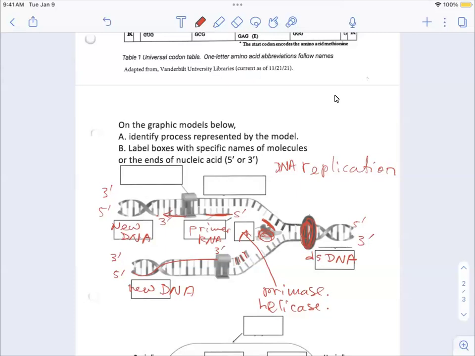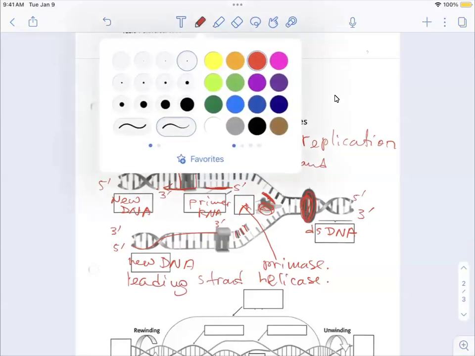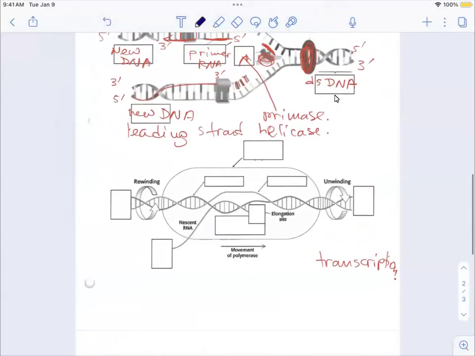All right, what else do we need to label? So this enzyme here is going to be our DNA polymerase. And in terms of labeling strands, the top one is going to be lagging strand, whereas this one is going to be leading strand. Okay, so I think we got this one done. We switch color as red looks a little aggressive.